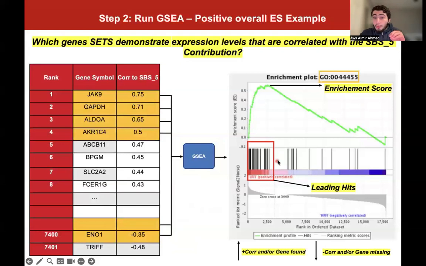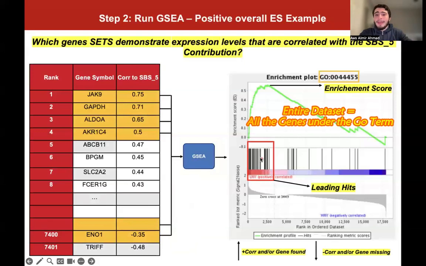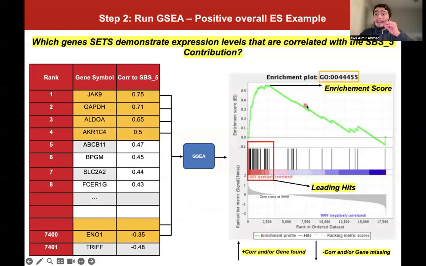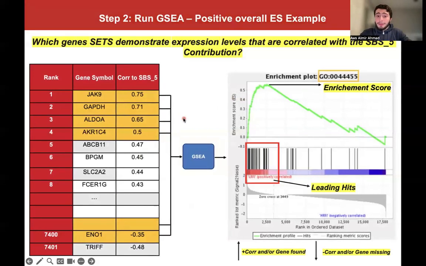And it goes through the entire data set. The ones that are shadowed by black are the genes that were found, and accordingly, we go through the hiking experience in its entirety, and the peak of the hiking experience, whether upward or downward, will be the overall correlation score. Essentially, this overall correlation score tells us that in this case, the score is positive. So that means that overall, the group of genes is positively correlated to SBS5 contribution.